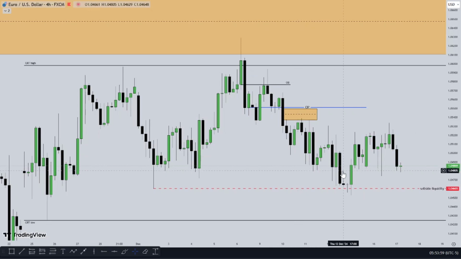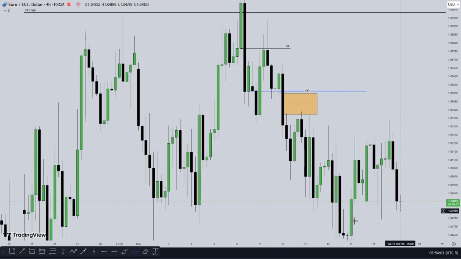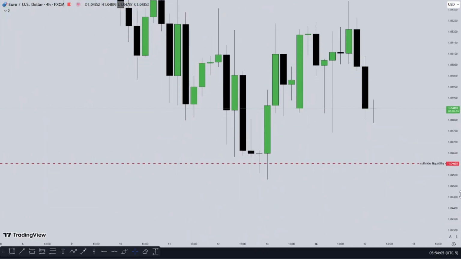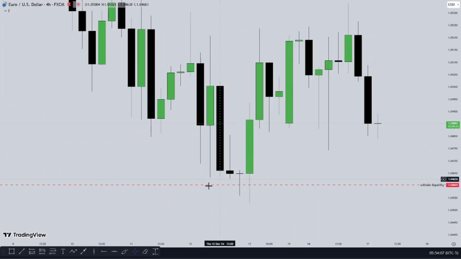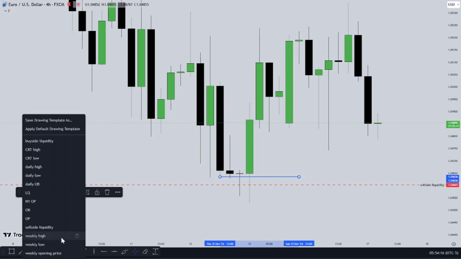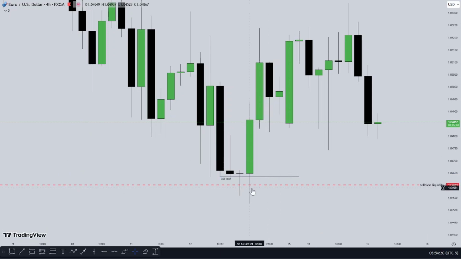Now, if I were to zoom closer to the time price ran out this sell side liquidity and seeing a CRT at the swing low, you can see the CRT low. Here's the CRT low. Price ran out the CRT low, which is a higher time frame sell side liquidity. Now, this is a high probability. Price traded through a reference point and there is a CRT formation.